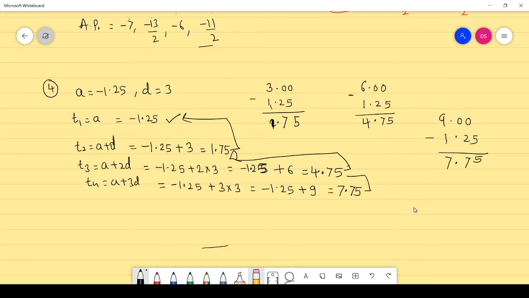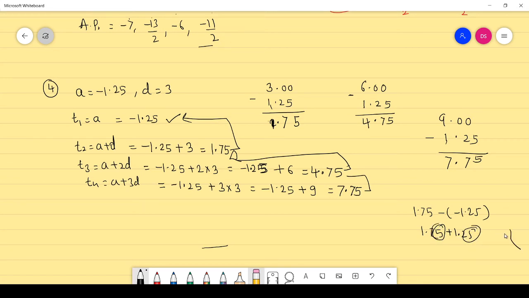How is it? So 1.75 minus minus 1.25. So minus minus will become plus. 1.75 plus 1.25. How much is it? 0.25 and 0.75, that is equal to 1. So 1 plus 1 plus 1, that is equal to 3. Total addition of this 0.75 and 0.25 is 1.